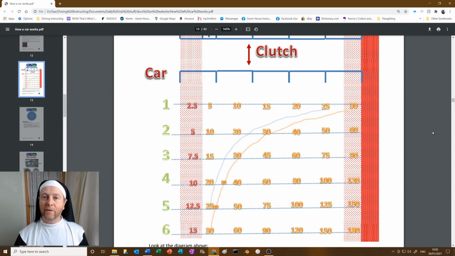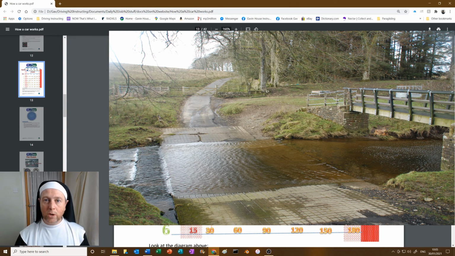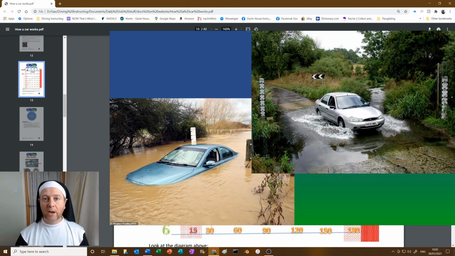One of the questions is about a ford. Now a ford is a road where a river flows over the road itself. You often get a marker point that shows you how deep the water is. And if you take your wheels into the road, of course they're going into a very deep puddle.